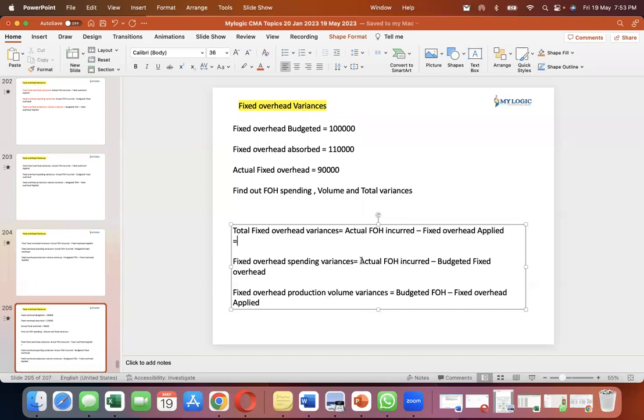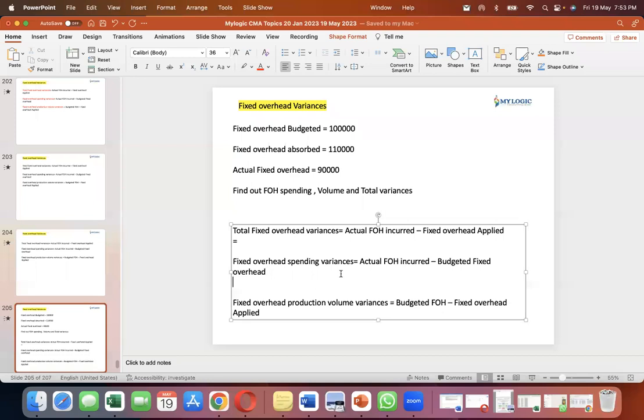First, let me take fixed overhead spending variance. What is the equation for spending? Actual fixed overhead incurred, which is 90,000, minus budgeted fixed overhead, how much? 1 lakh. So it becomes 10,000. I have budgeted 1 lakh, but I have incurred 90,000. Favorable or unfavorable? Favorable. Everyone with me? I have budgeted 1 lakh but incurred 90,000, so 10,000 is favorable, no doubts. That is clear.